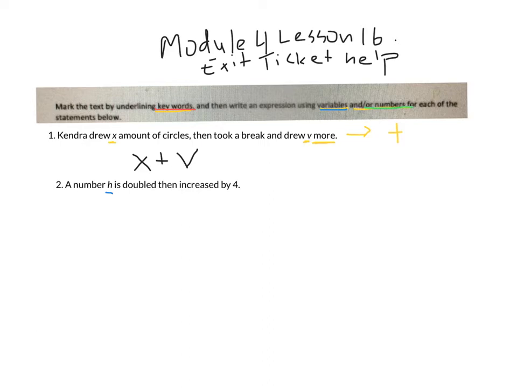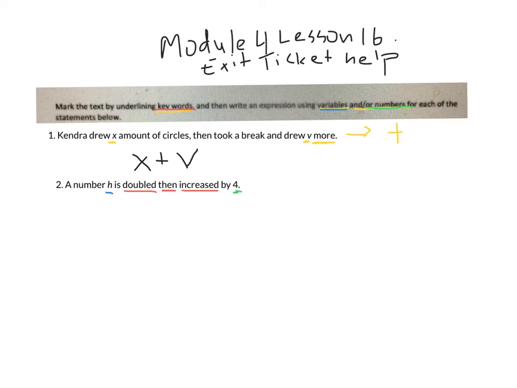H is doubled, keyword here, doubled. Then, that is also a keyword, then. Increased, another keyword, by 4, our number. So let's go ahead and make that into a written statement.